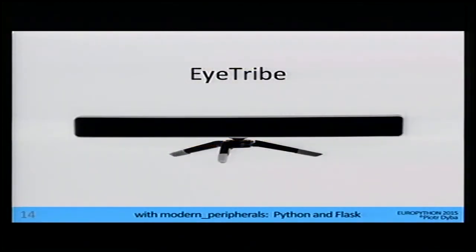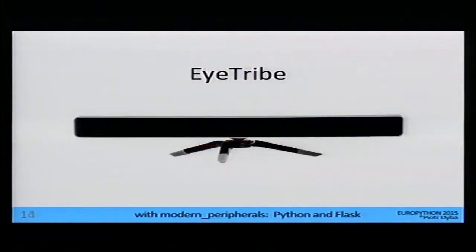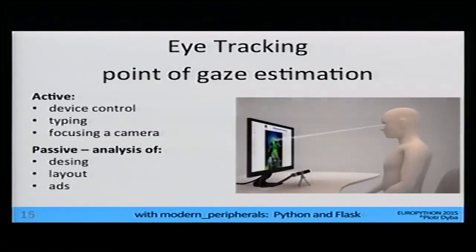The first device is the EyeTribe. It's eye tracking hardware, which is nowadays advertised as the cheapest solution on the market. But despite the self-explaining name, what is eye tracking? Eye tracking is a process of using sensors to estimate where a person is looking, the point of gaze, and EyeTribe uses an infrared sensor for it.